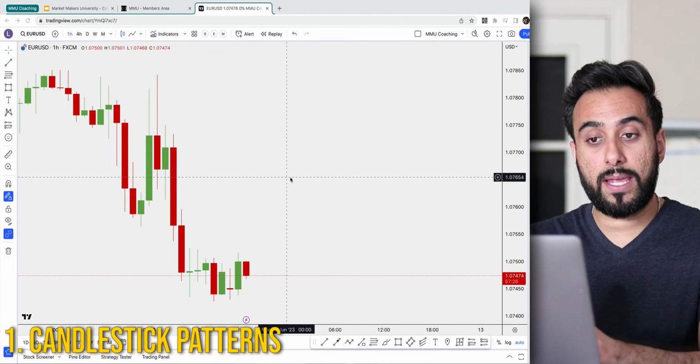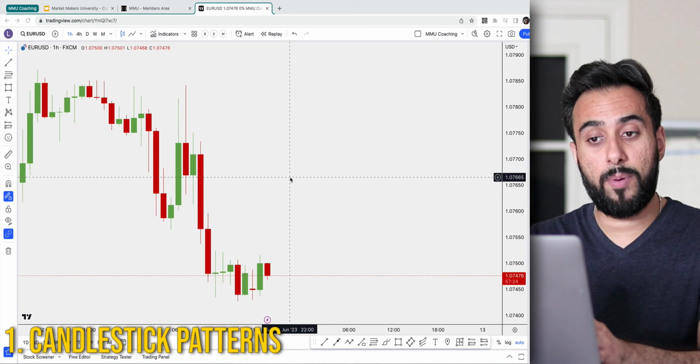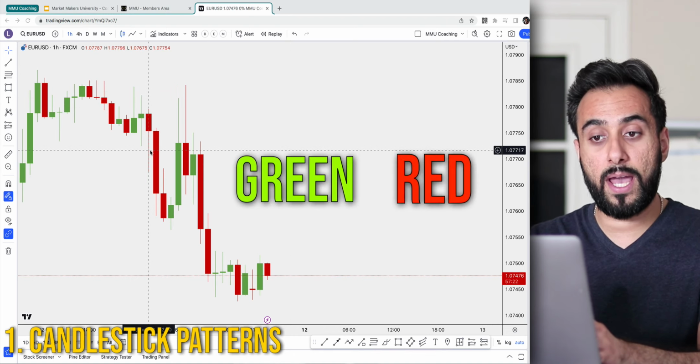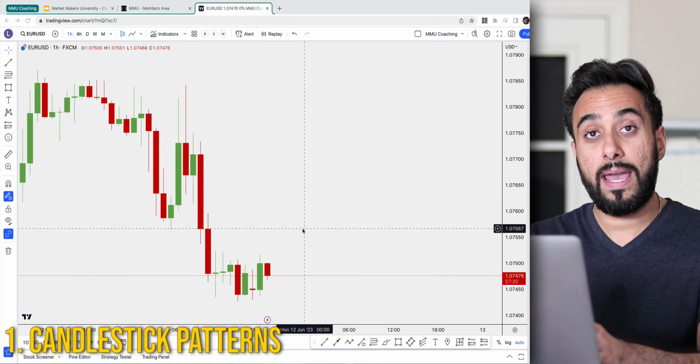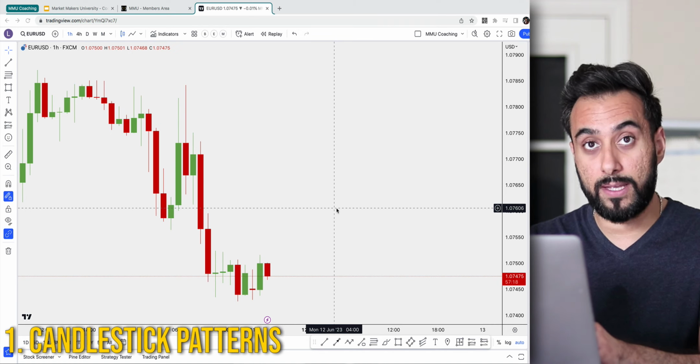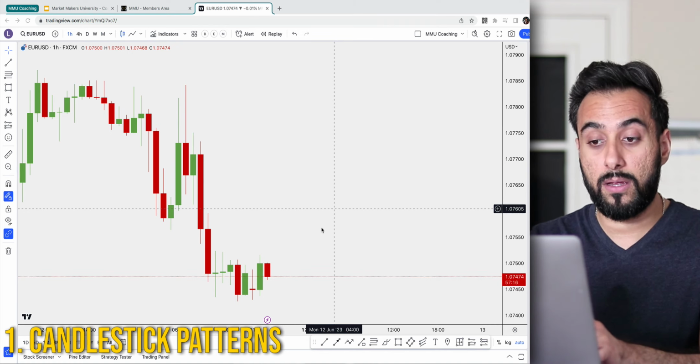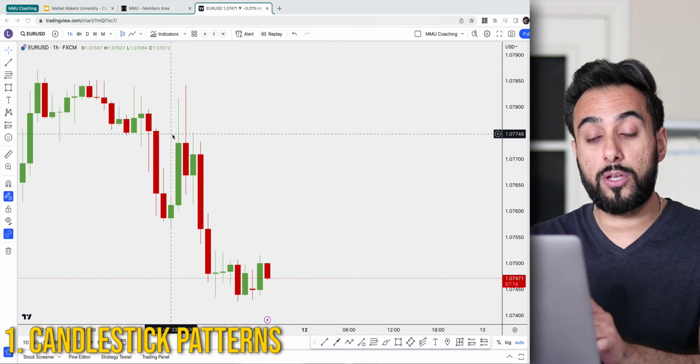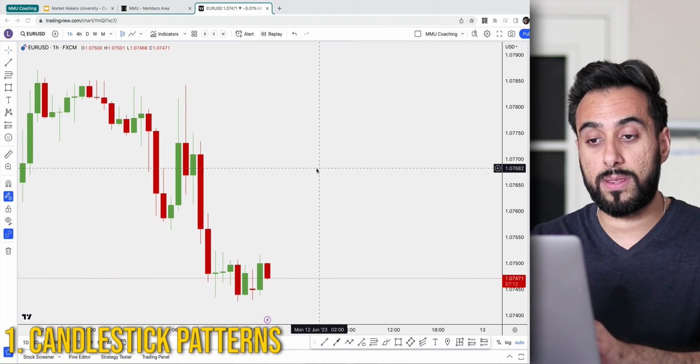Now, whenever you're looking at a candlestick chart, you'll usually see a bunch of candles that are green and red, and they're all moving up and down. And these candles have significance. If you can understand and interpret these candles, you can use these to your advantage. So let me kind of explain what this means.